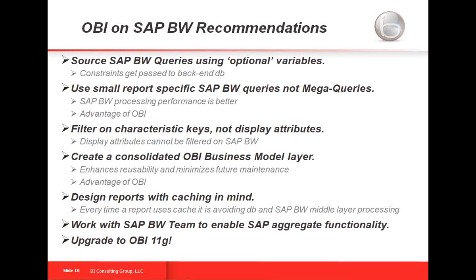So that, in this case, would be through two servers, and then the display attribute would then be filtered on your BI tool. If you filter on the characteristic, however, then that characteristic can be passed back, and that will either be filtered on this SAP server or the database, depending upon whether you have variables set up or not. So it's really important to understand the difference and to really shoot for filtering everything on characteristic keys.